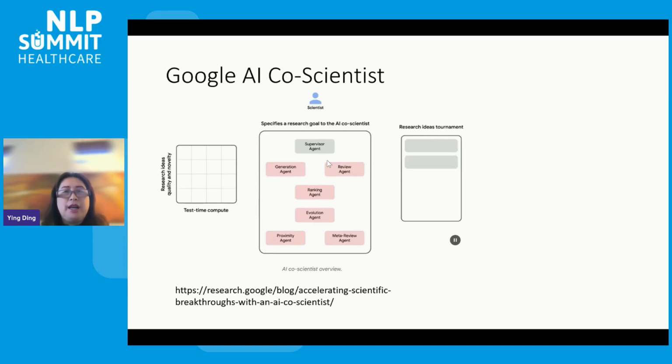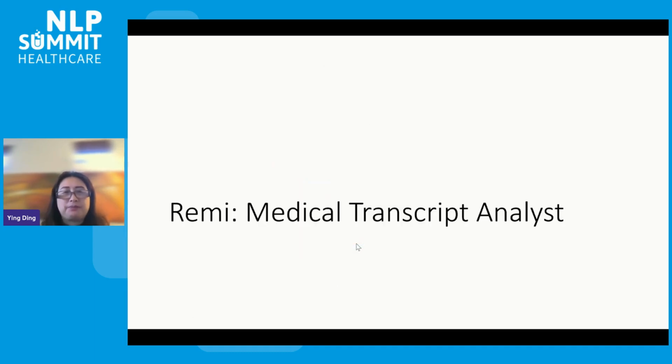Also, Google's AI co-scientist is doing this. They use a multi-agent platform to have different agents answer this question. I think that's all. As our next step, we will use multi-agent approaches to better enhance our chatbot system.